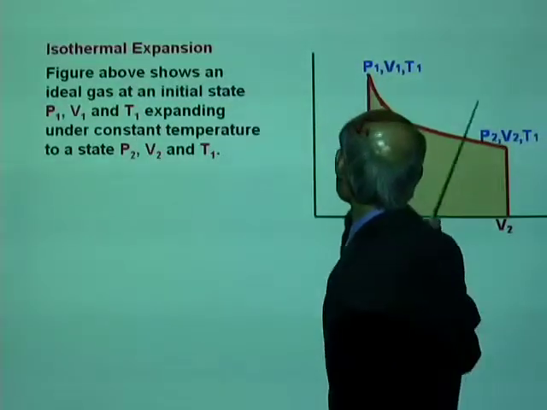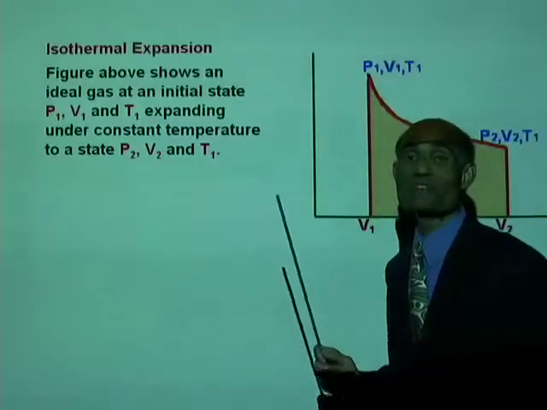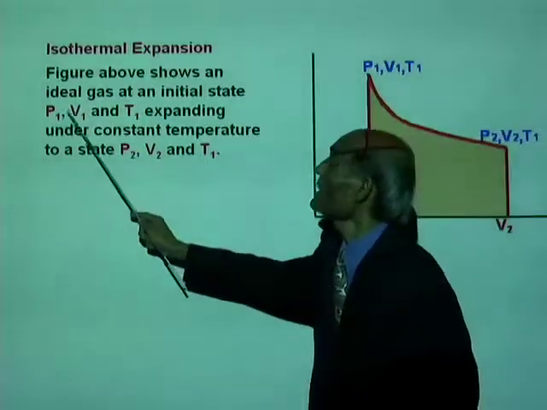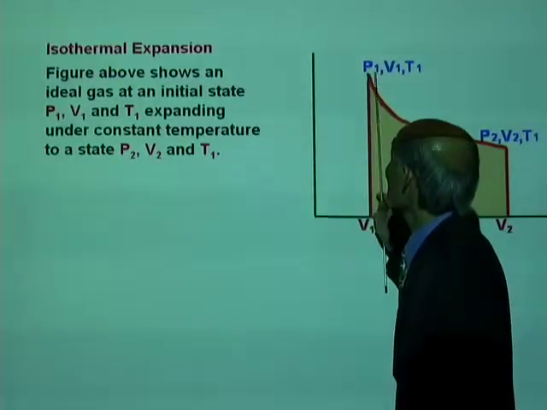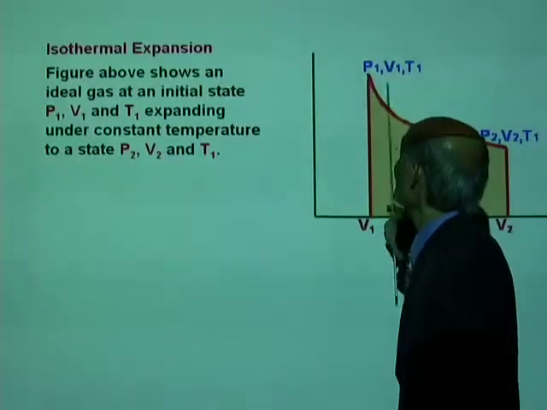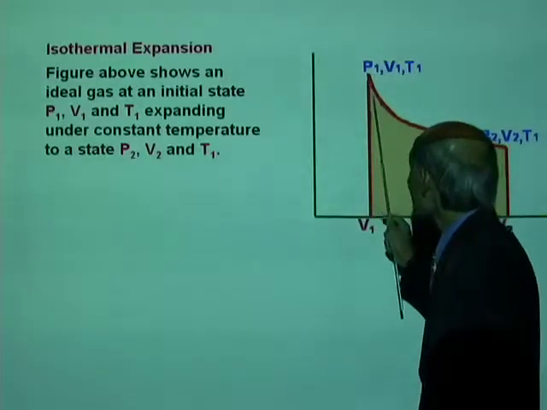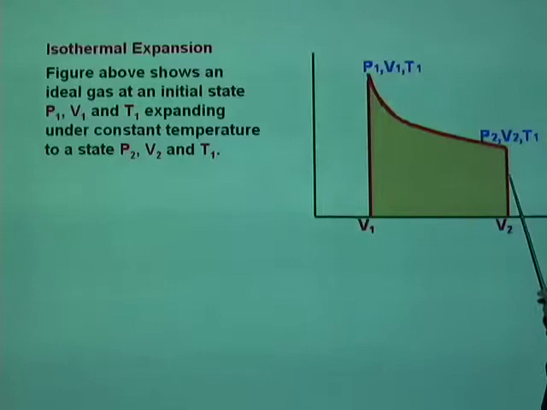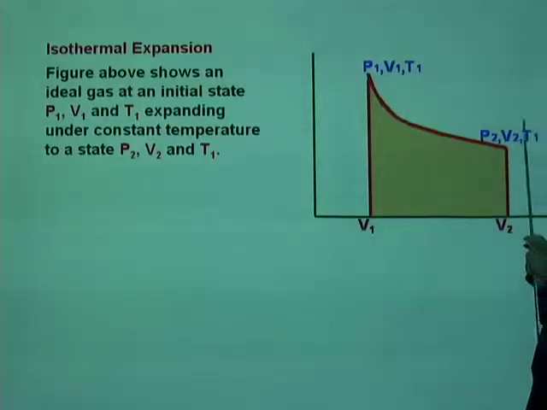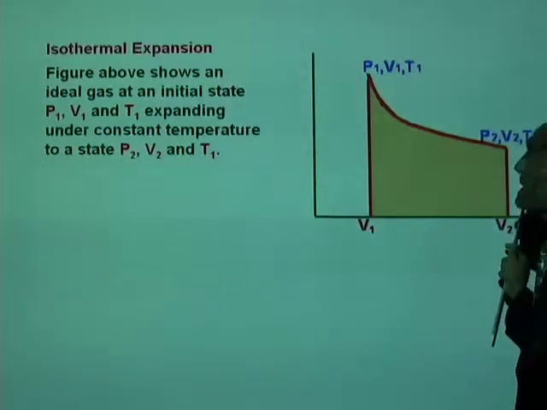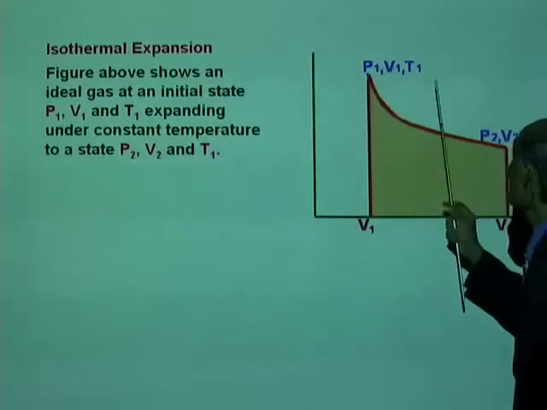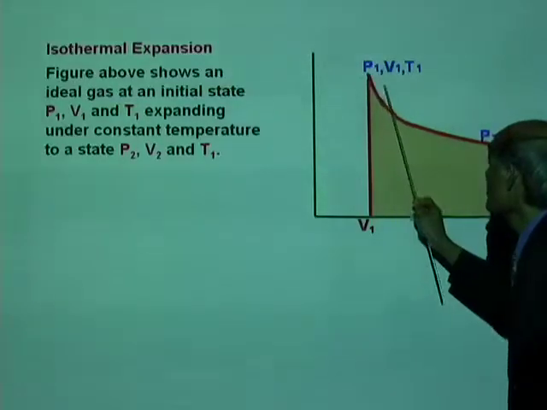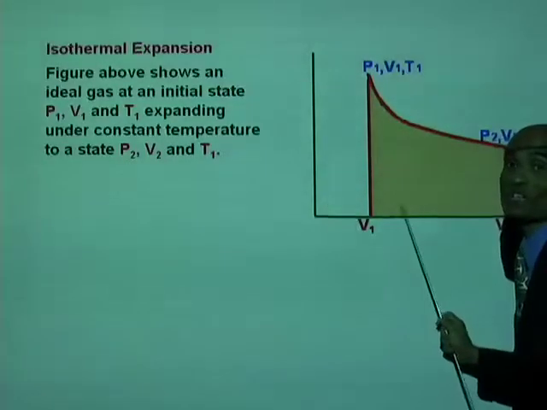Now, this is the picture that shows an isothermal process. The temperature remains a constant. You can see the initial state of the gas is P1, V1, T1, and it expands from an initial volume to a final volume at a constant temperature. The temperature does not change. The pressure changes from P1 to P2. In other words, the pressure falls. The volume increases, the pressure decreases.